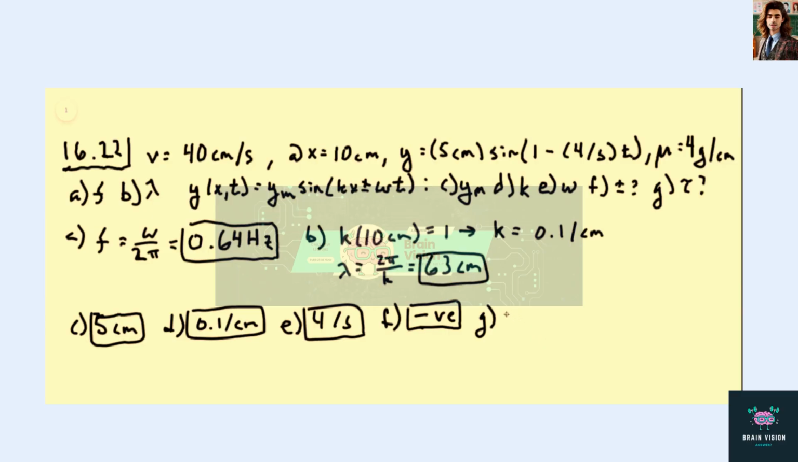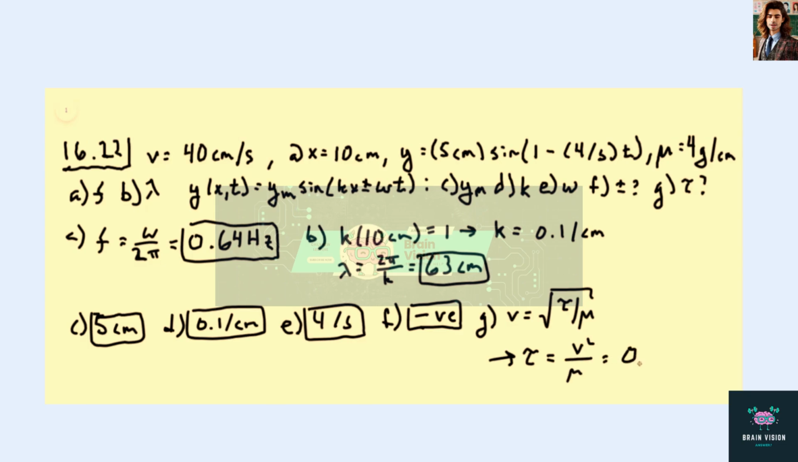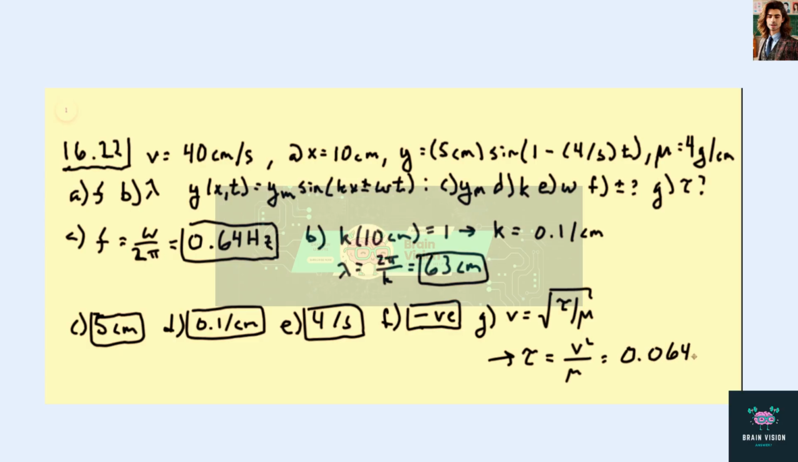And so the speed which we're given is equal to the square root of the tension, which we'd like to know, divided by the linear density, which we already know. So the tension is going to equal the speed squared times the density. And this works out to be 0.064 newtons.